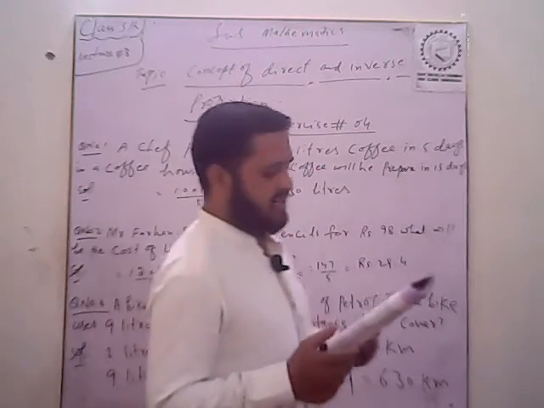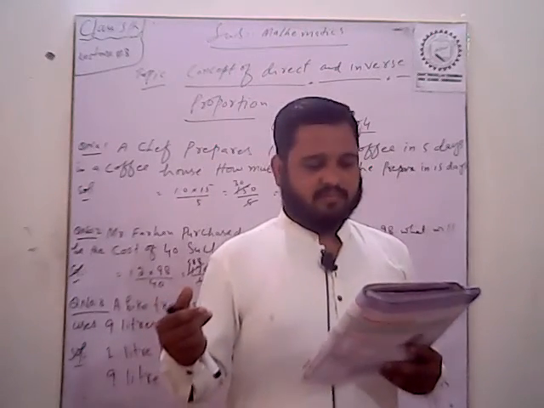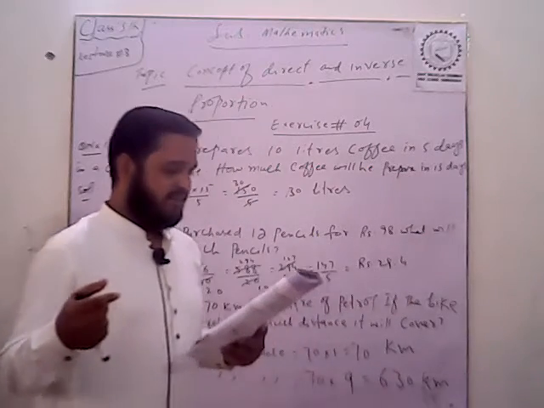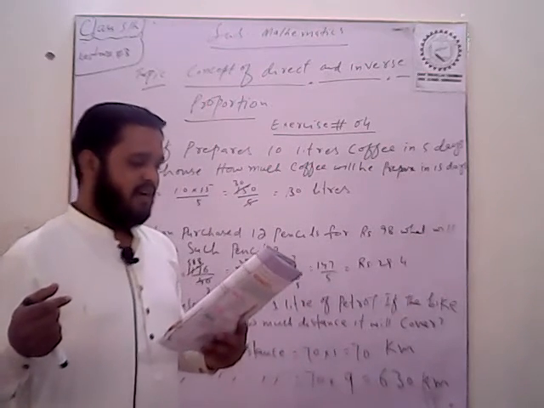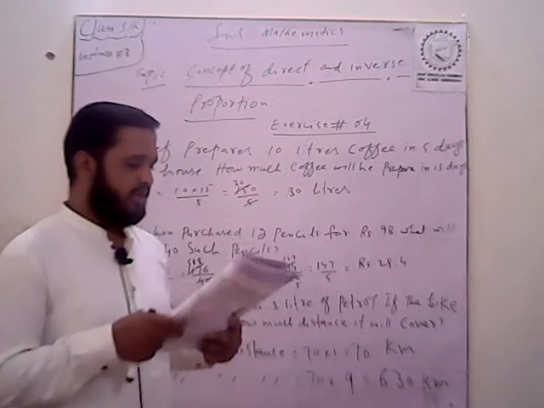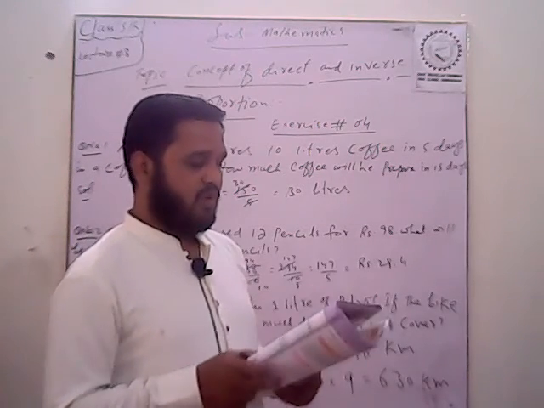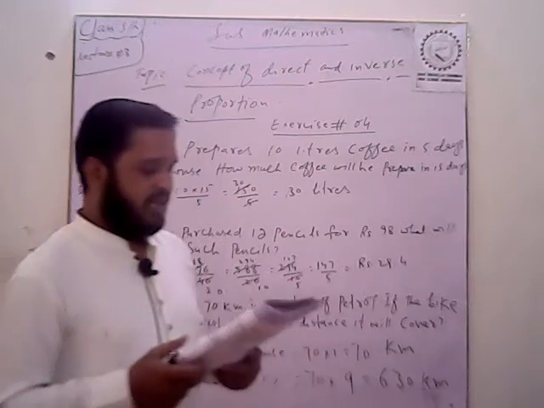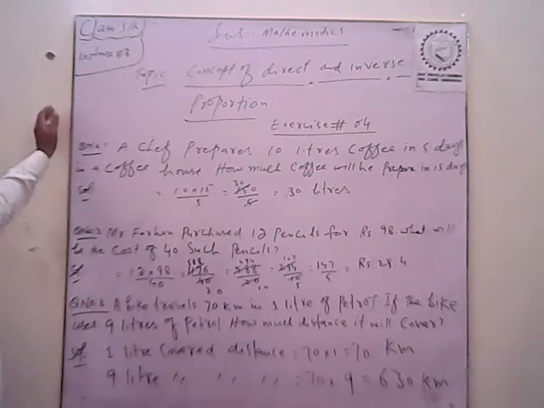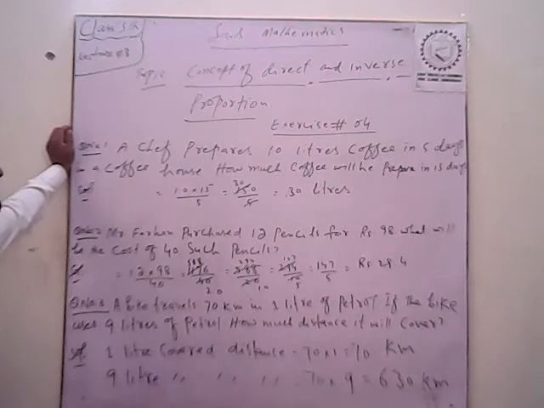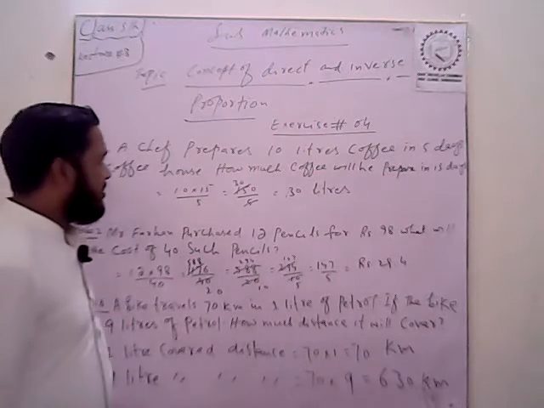Proportion is a relationship that maintains a constant ratio between two variables or two variable quantities. There are two types of proportion. Number one is direct proportion and number two is inverse proportion.